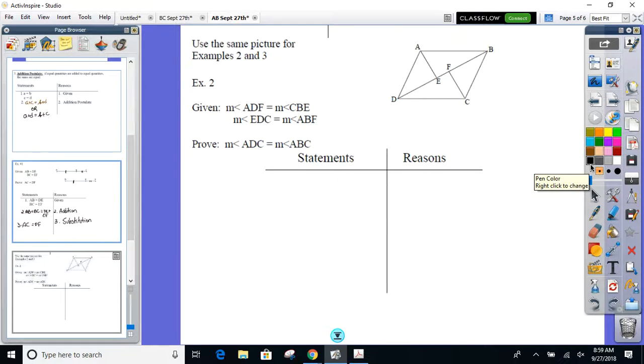Now we go to angles instead of segments. The measure of ADF is the same as the measure of CBE. Can you mark that on your diagram? Get in the habit: whatever's given, mark it on your diagram. What type of symbols are you putting on your diagram to represent that they're congruent? Arc marks. So ADF, find it. ADF is congruent to CBE, find it. Hopefully you have those 2 angles marked.